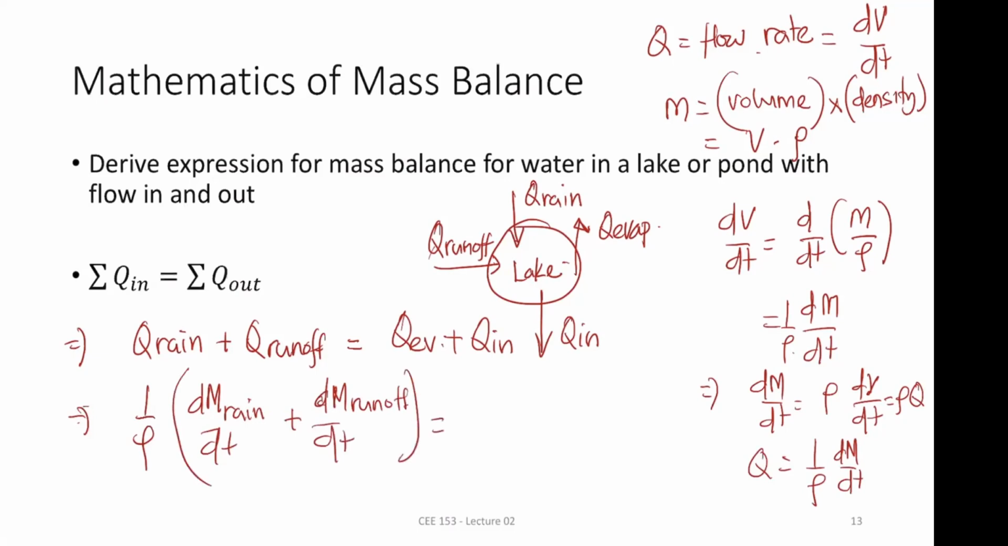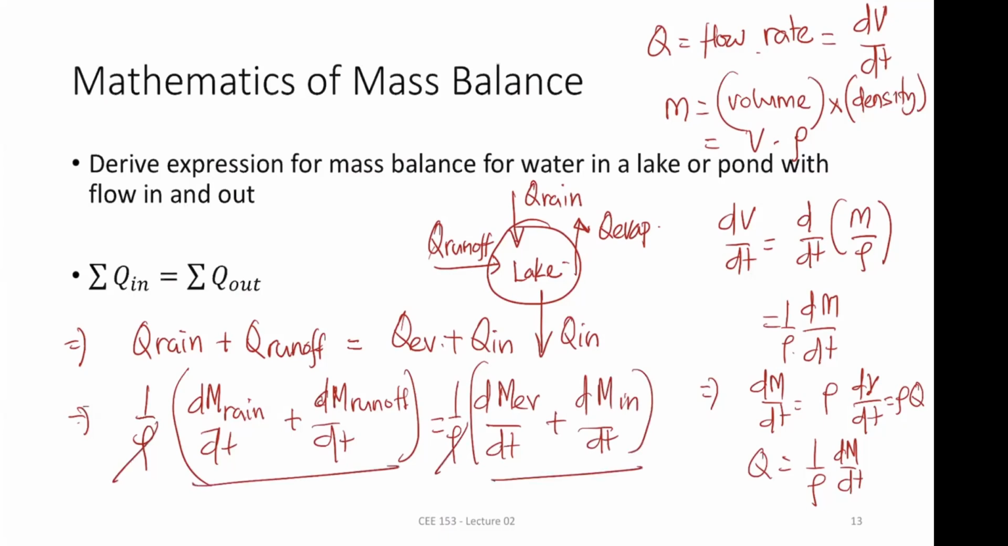Same thing here, 1 over density, because it's common everywhere: dm evaporation by dt, dm infiltration by dt. Density cancels out. So this is your mass balance equation. It looks like a mass of things coming in, called mass. The reason it's important is that the density of water doesn't change in a system because you are not compressing it. It's an incompressible fluid.